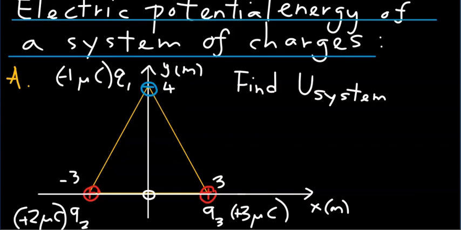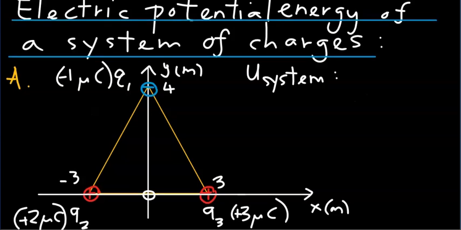The second charge is the positive charge on the left. The x-coordinate of that charge is -3, and the strength of it is +2 microcoulomb. And the third charge is a positive charge at x equals 3 with a strength of +3 microcoulomb. As you can see, they are all placed at the corners of a triangle. So let's calculate the electric potential energy for this system of point charges.